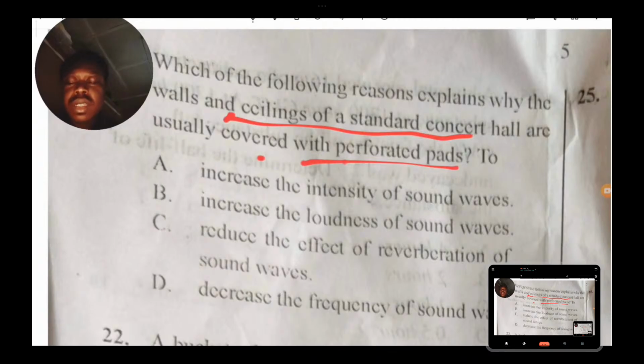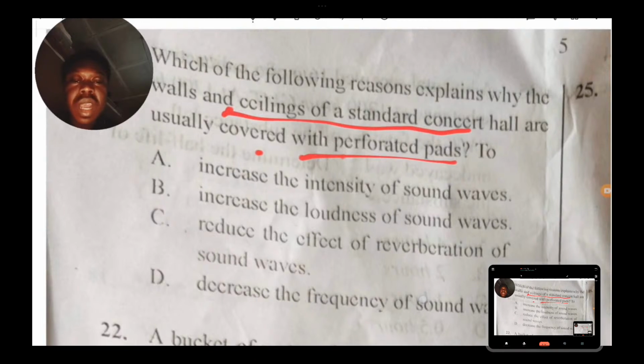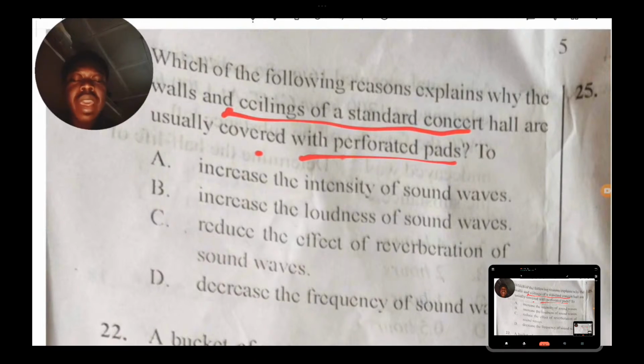So what is the rationale behind this action? It is to reduce the effect of reverberation. Is that clear? Because we have what we call echo. But a continuous process of echo gives us reverberation. Is that clear? If it is only one, you say echo, but when it continues, it gives you reverberation.